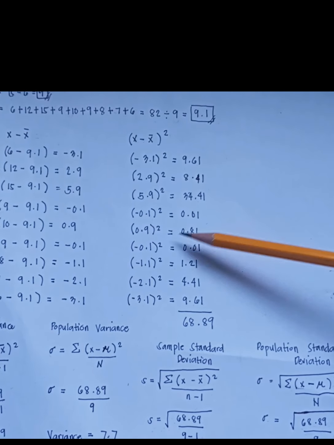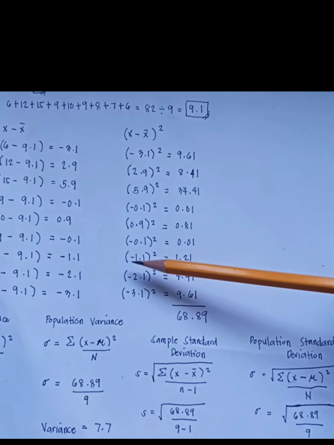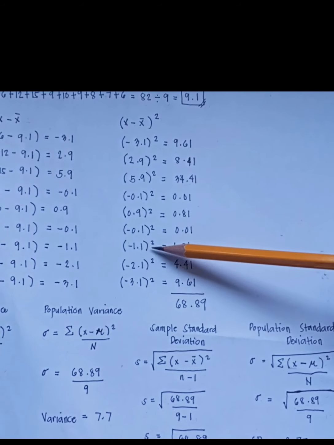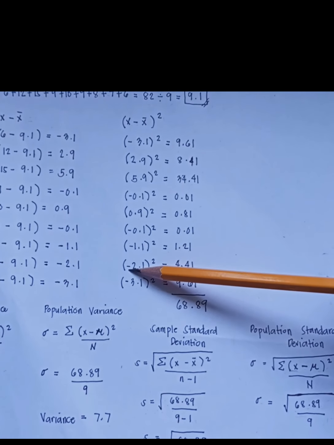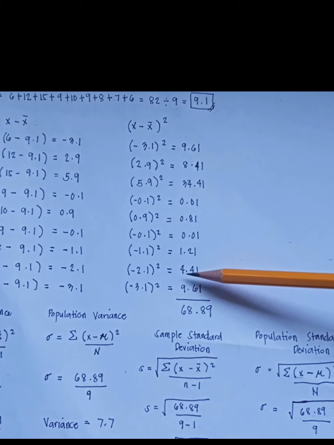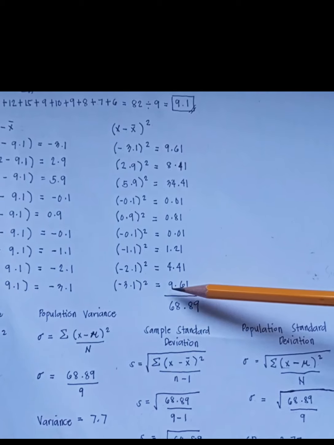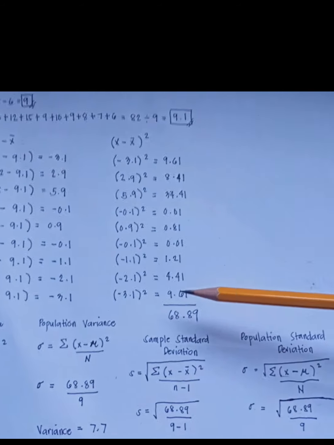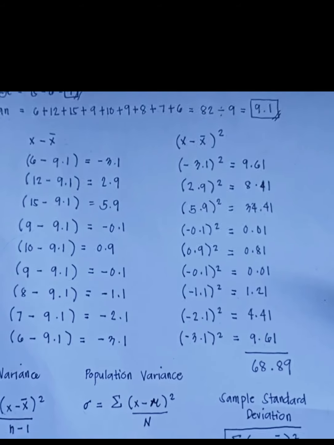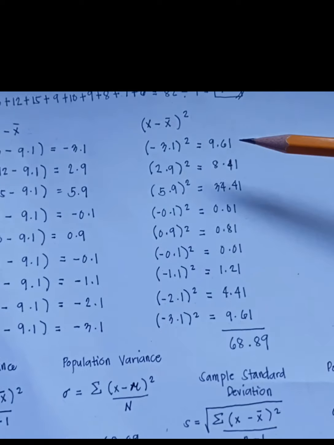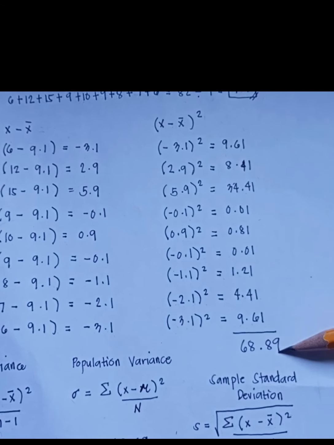0.9 squared equals 0.81. Negative 0.1 squared is equal to 0.01. Negative 1.1 squared equals 1.21. Negative 2.1 squared equals 4.41. Negative 3.1 squared is equal to 9.61. So the sum of all the squared deviations from the mean is equal to 68.89.